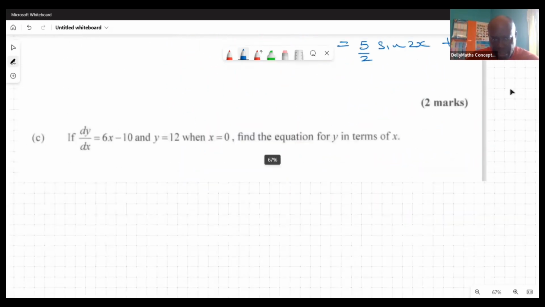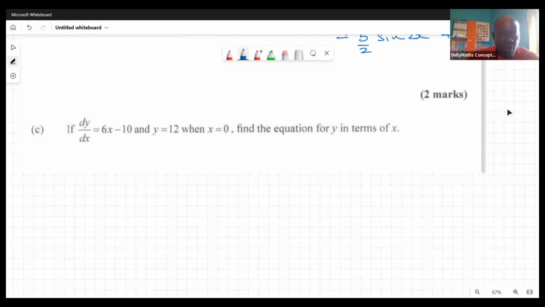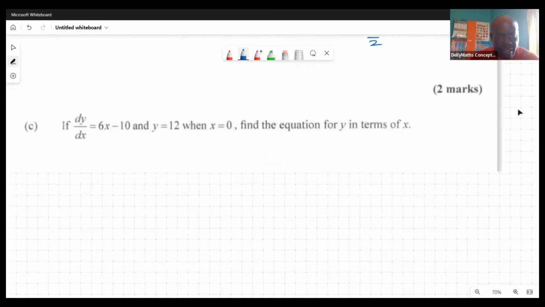All right. Final one. It says dy dx is 6x minus 10 and y is equal to 12 when x is equal to 0. Find the equation in terms of x and y. All right. If I have the differential, I need to integrate. So if I want to know the original equation, I'm going to take the integral of this, right? We're going to have to take the integral.